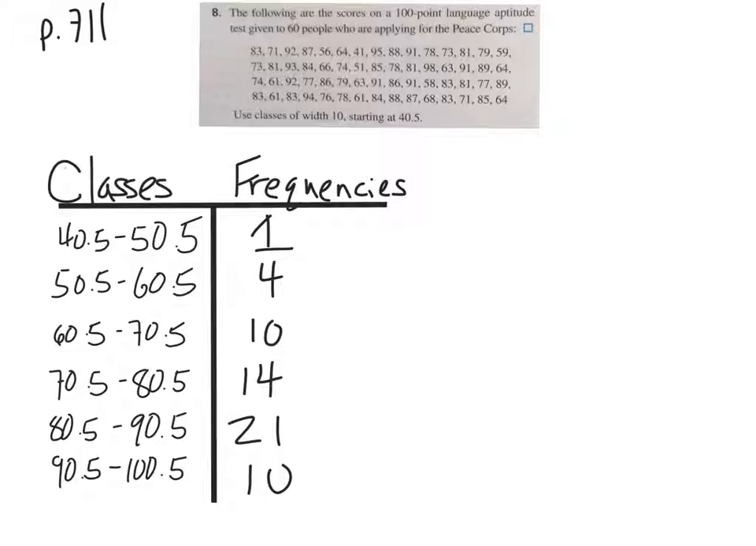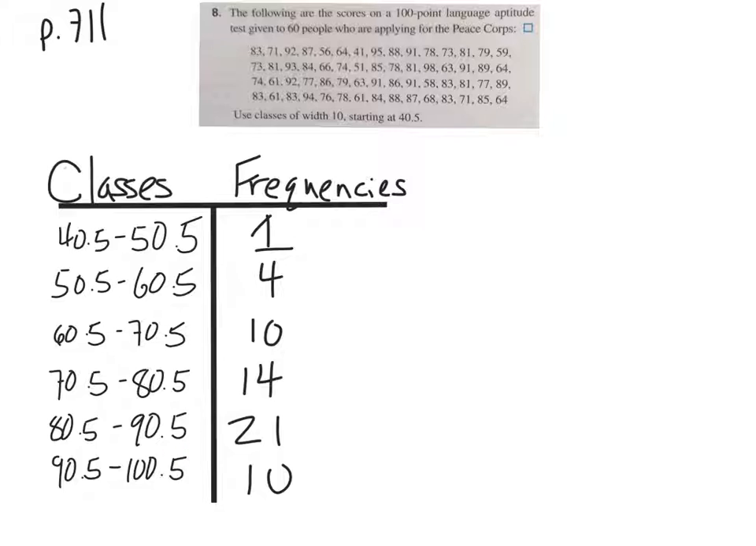So I went ahead and penciled these in. Starting at 40.5, if you add 10 to it, you get 50.5. And then 50.5 to 60.5, etc. See how the differences are 10? Now, where do you stop? It didn't tell us where, but all of our values are less than 100. So obviously I don't need a class past 100.5.